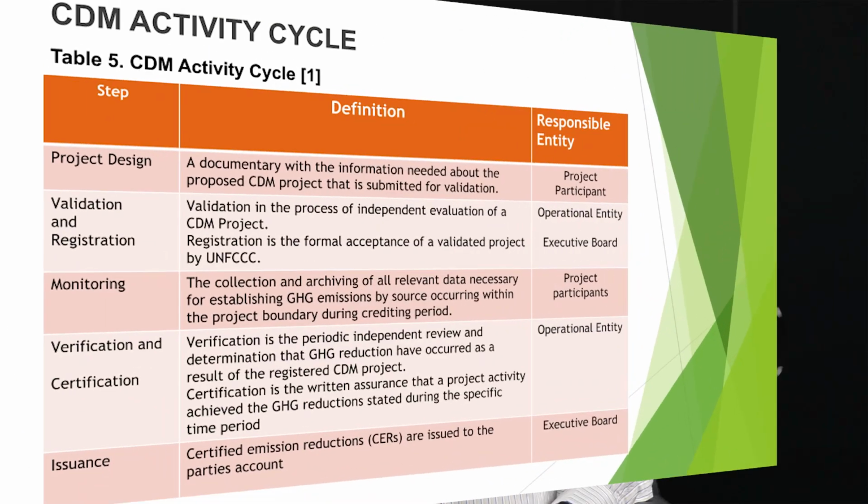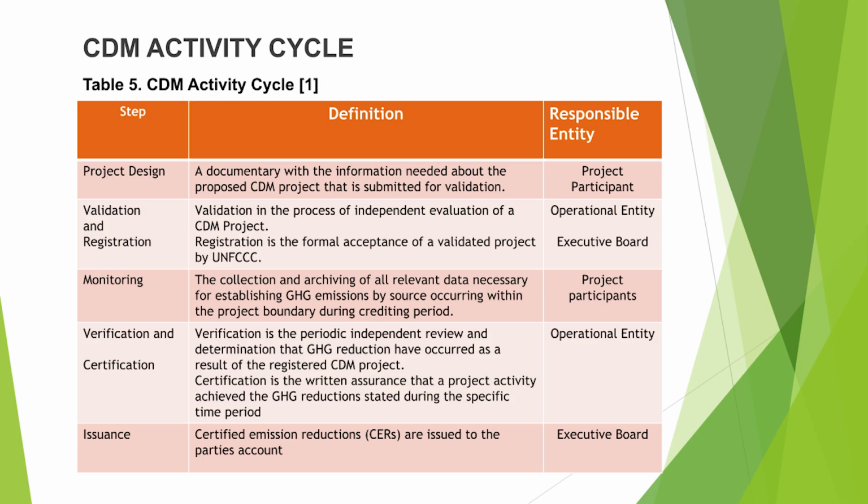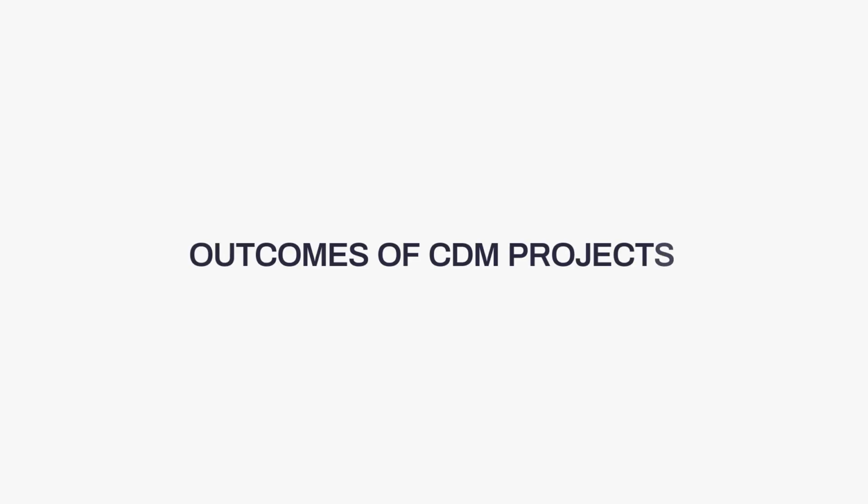Now, here you can see the CDM activity cycle. These are the steps. The first step is project design. Second is validation and registration. The third one is monitoring, verification and certification, and the issuance. The definitions are given against each step, and the responsible entity for project design is the project participant. For validation and registration it is the operational entity, which also includes the executive board. Monitoring is done by the project participants, verification and certification is done by the operational entity, and issuance is done by the executive board.